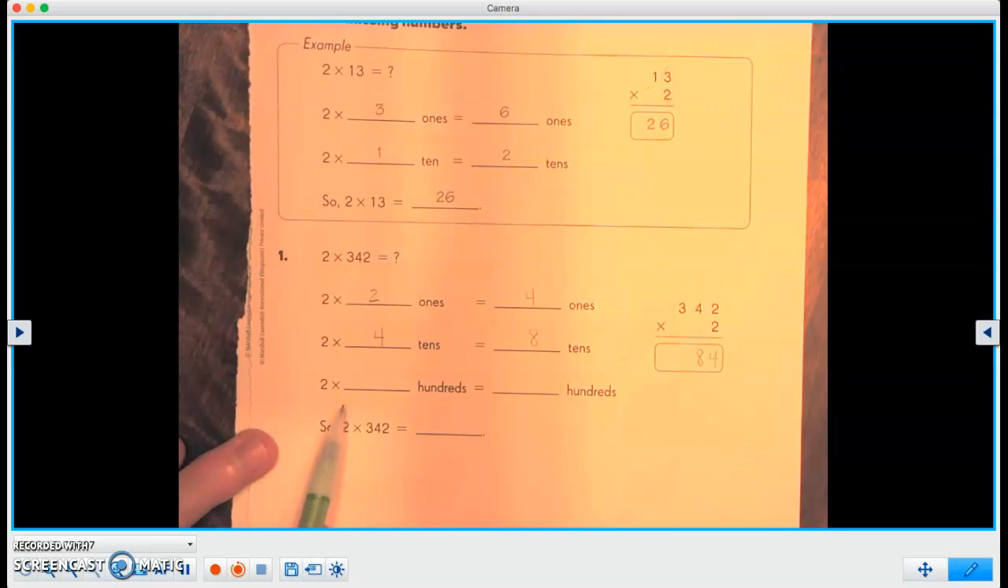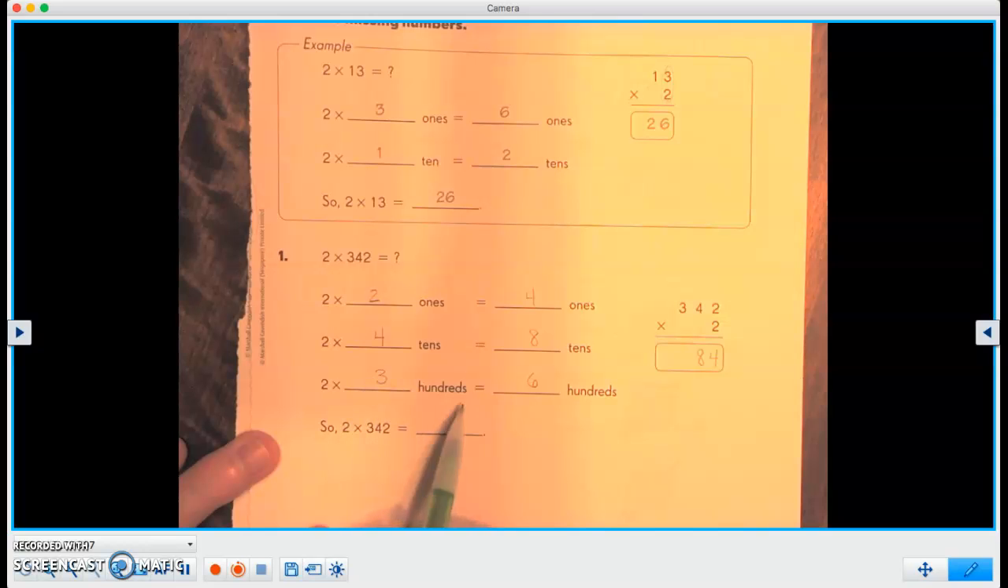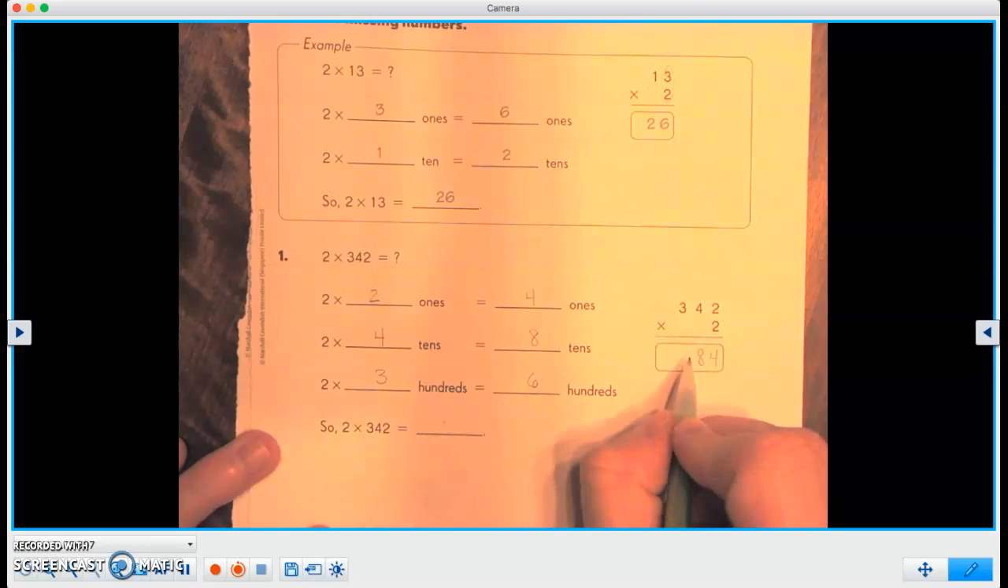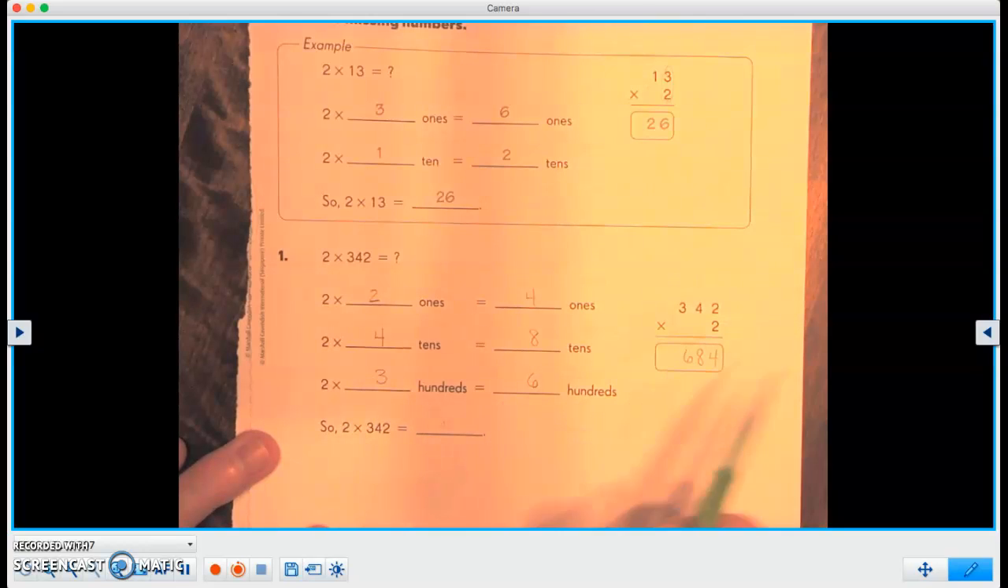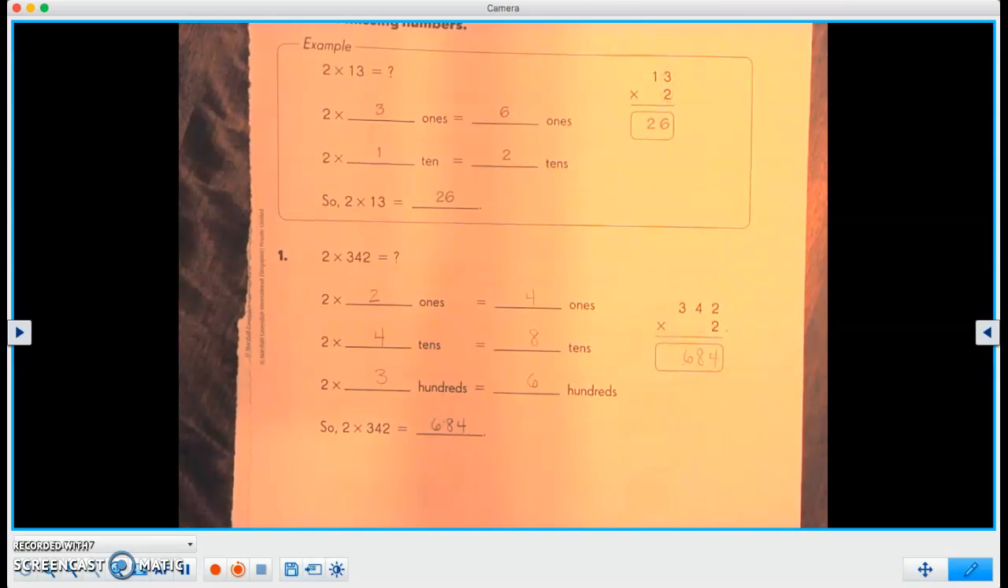And then we're going to go lastly to our hundreds column, which is a 3. So 2 times 3 hundreds equals 2 times 3 equals 6. So 2 times 3 hundreds equals 6 hundreds. So I'm going to write my 6 there. And so 2 times 342 equals 684. So again, 2 times 2 is 4, 4 times 2 is 8, and 3 times 2 is 6.